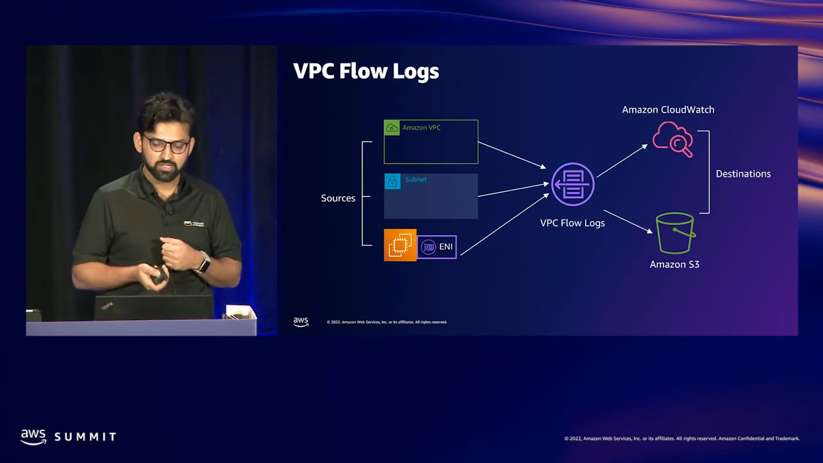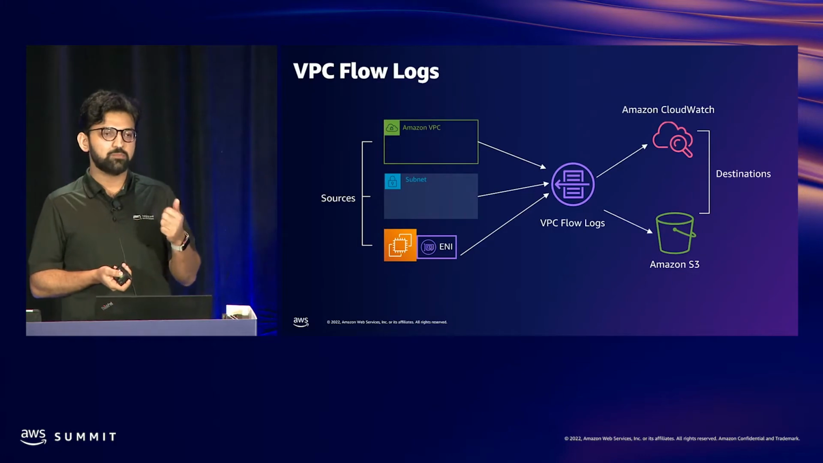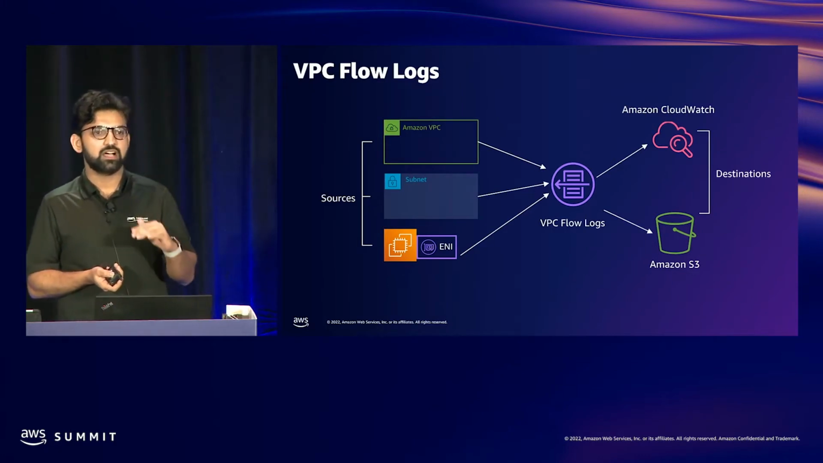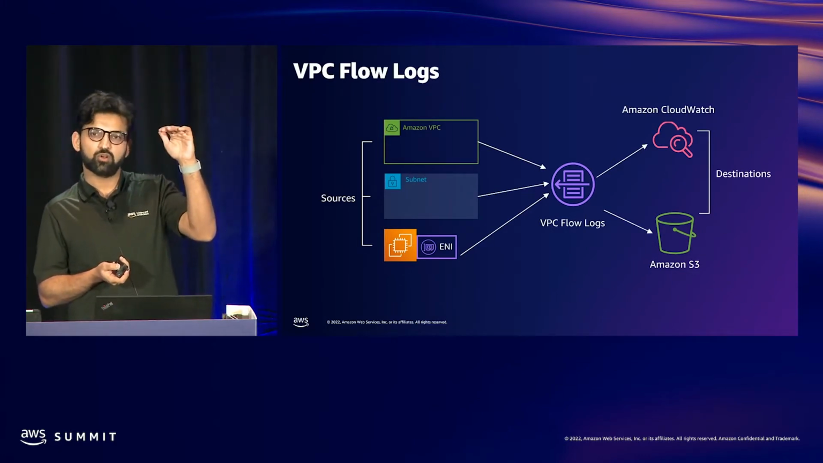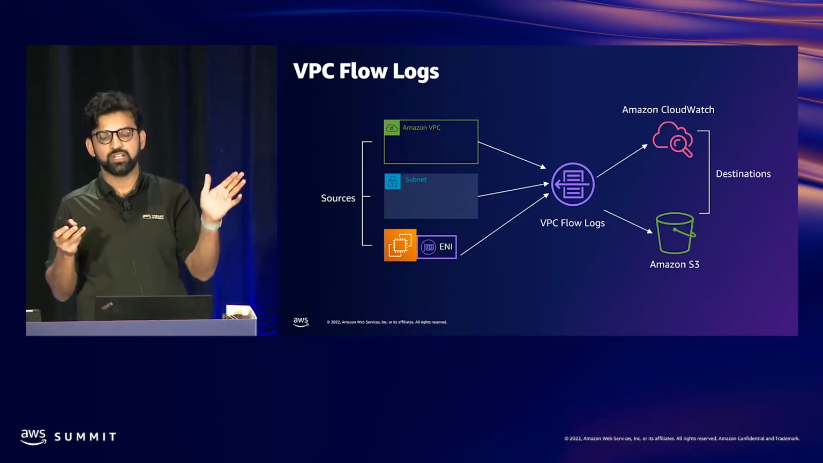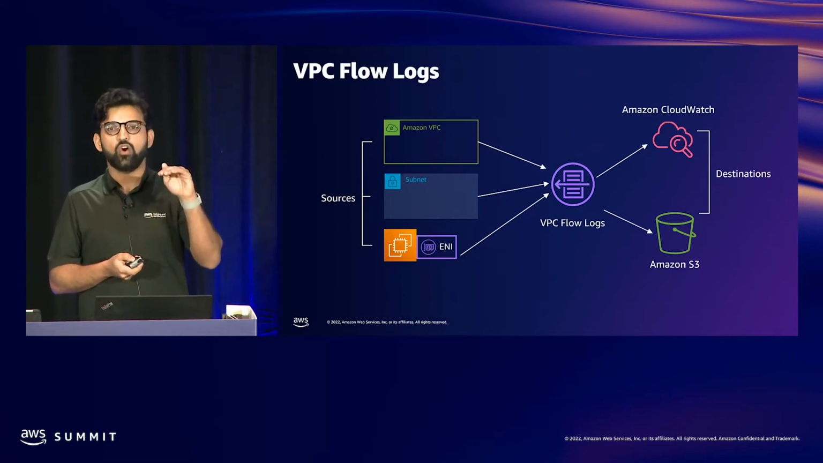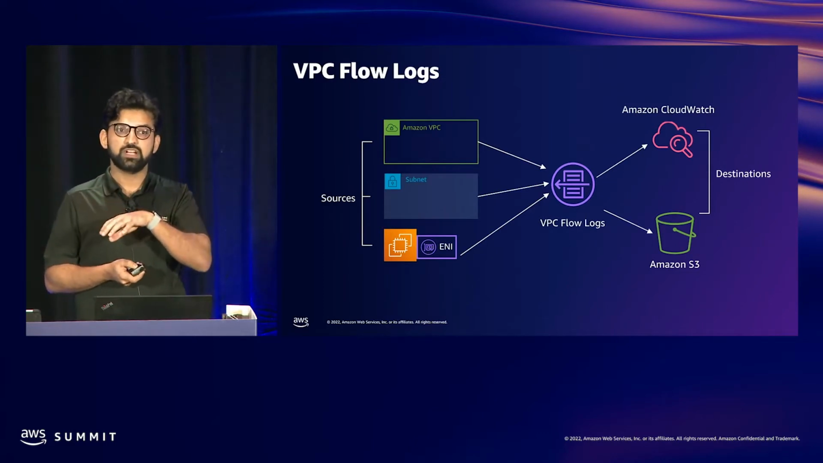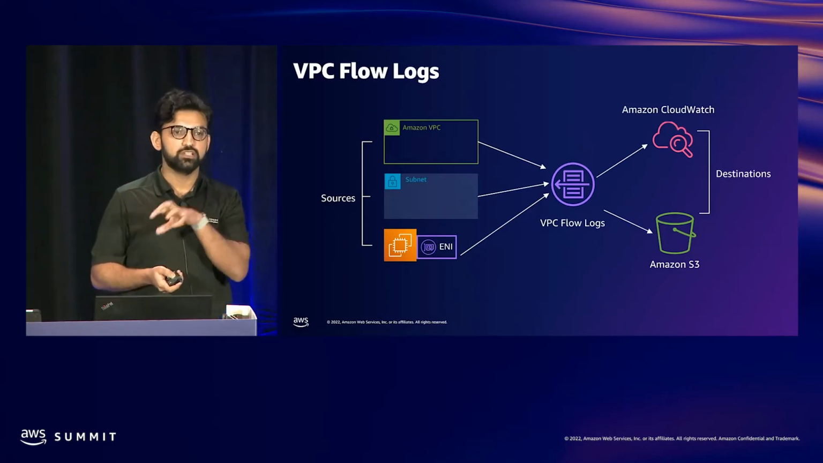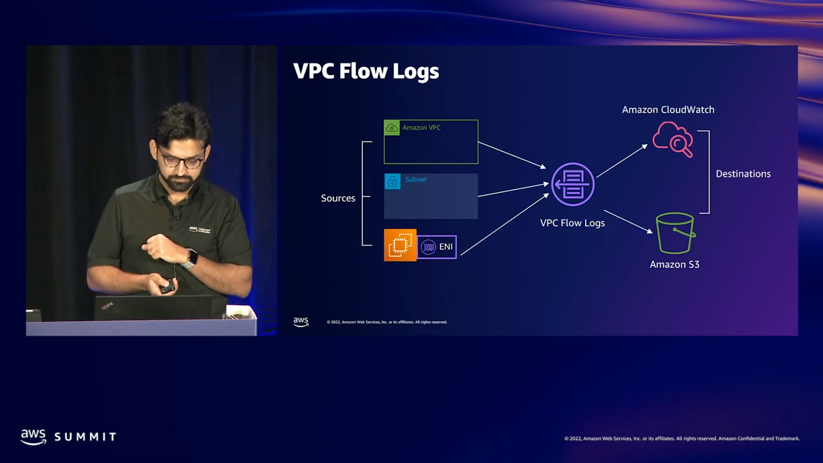Enable this by default. VPC flow logs allow you to capture network flow data at the ENI, subnet, or VPC level. If you enable it at the VPC level, we will capture data for all of the network interfaces. And then you can push that data into either Amazon S3 or CloudWatch. And then all the CloudWatch features that I talked about will be in play. You can still use them with VPC flow logs.